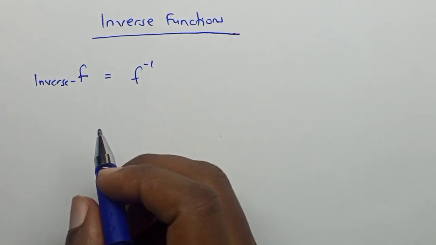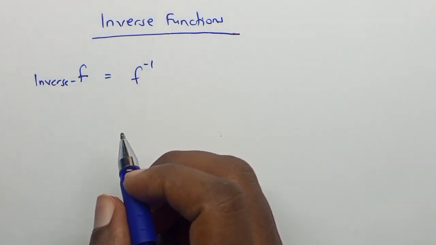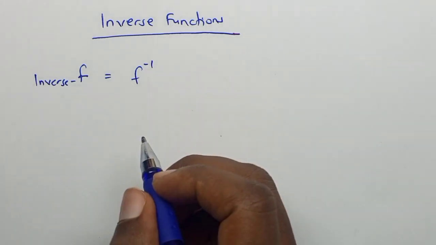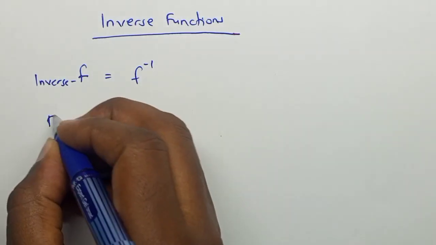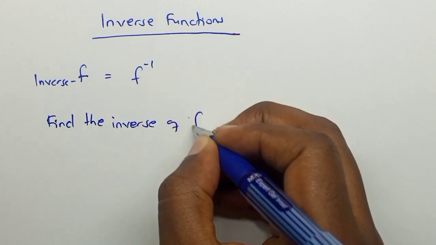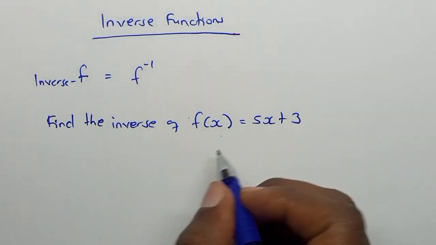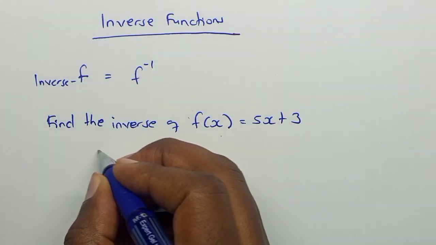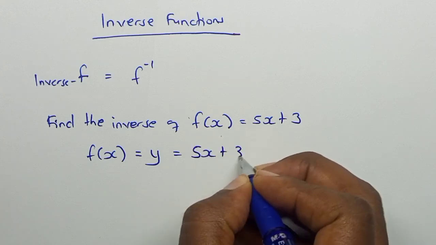Now, to find an inverse function, we need to rewrite the function using y as the unknown variable and set the function equal to x. Then we rearrange to make y the subject and write the function using the inverse function notation. For example, find the inverse of f of x equals 5x plus 3. First, we let f of x be equal to y, so y equals 5x plus 3.